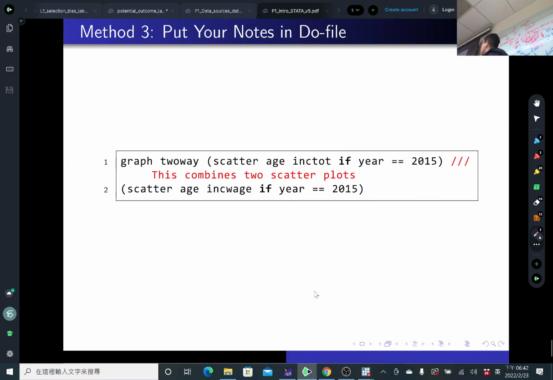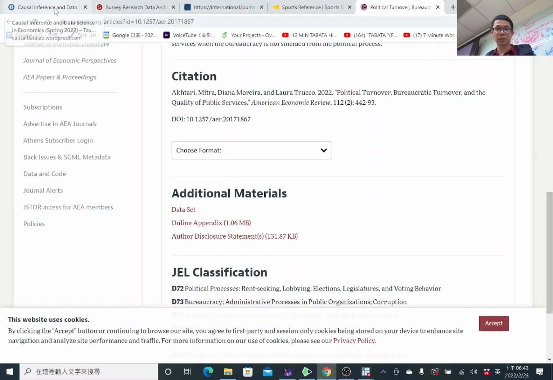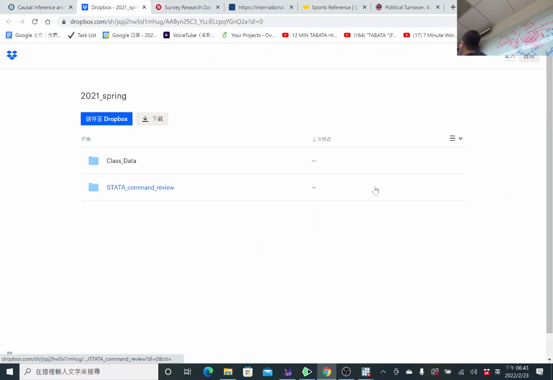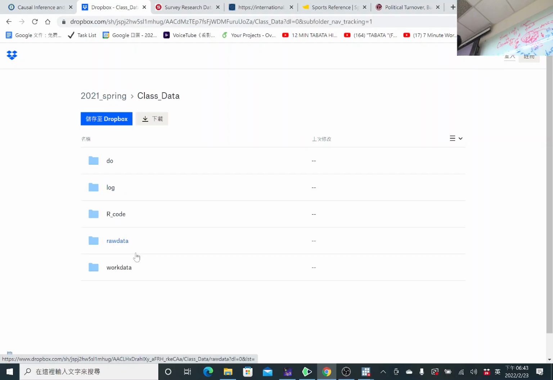Next time we will discuss identification strategy 1, the randomized experiment. And also for data, I will let you know how to read the data and do some data management. You can go to my website to get some do files and data sets from this link. Basically the link has the do file and the data set, and I will also put some useful things in the link. Any questions? If not, that's all for today's class.